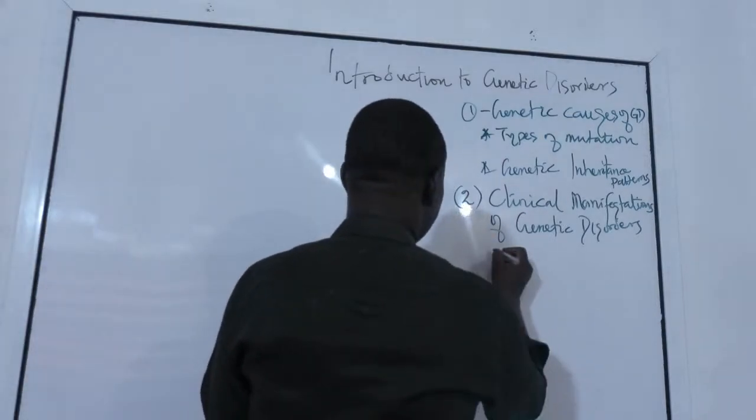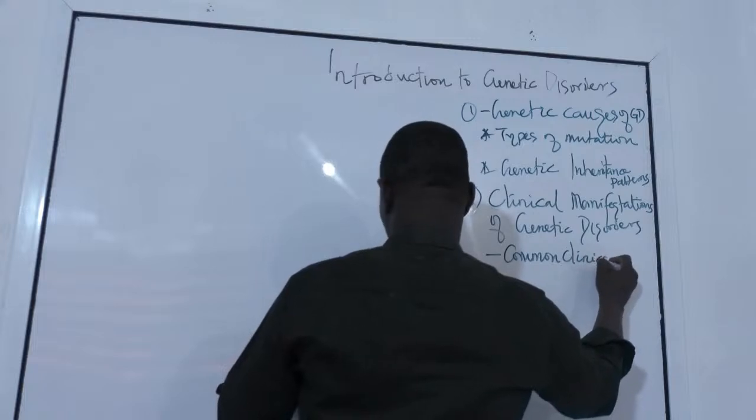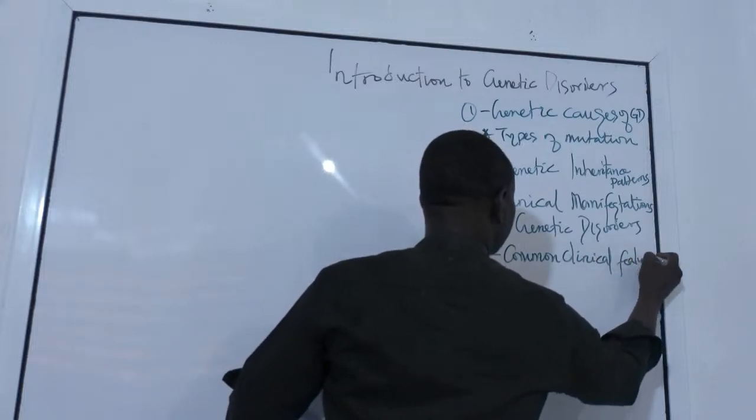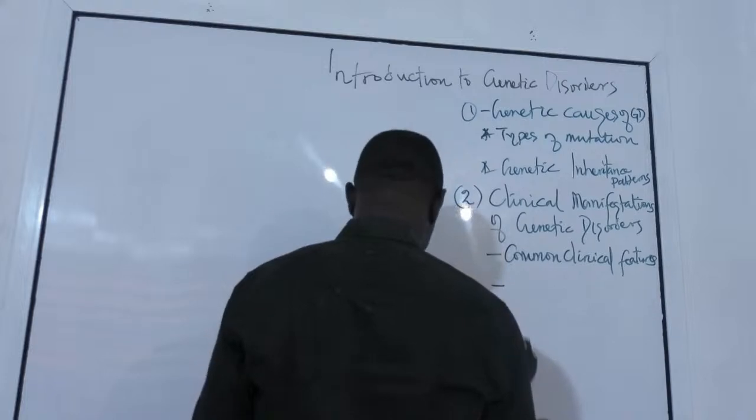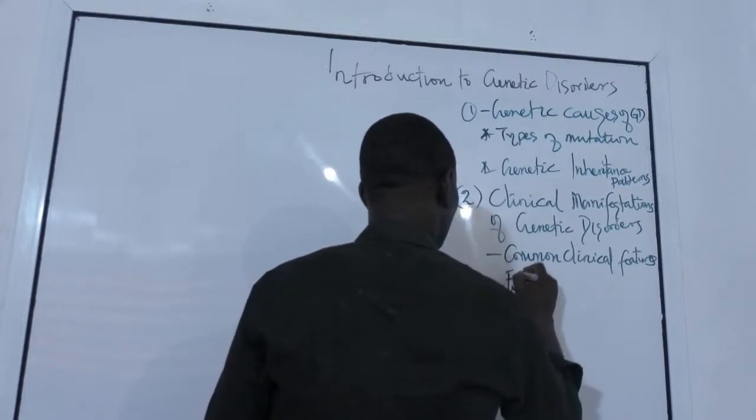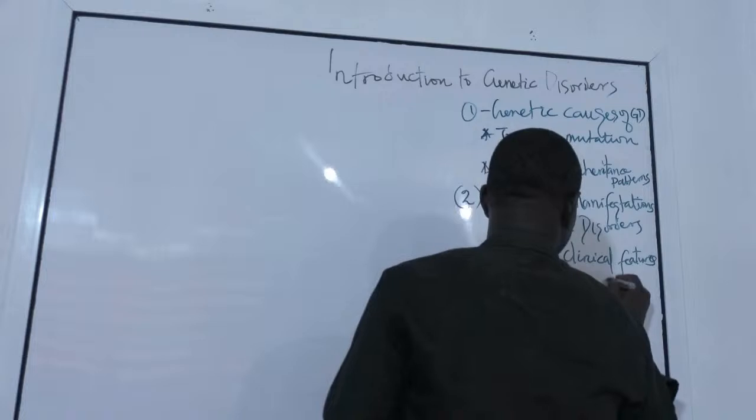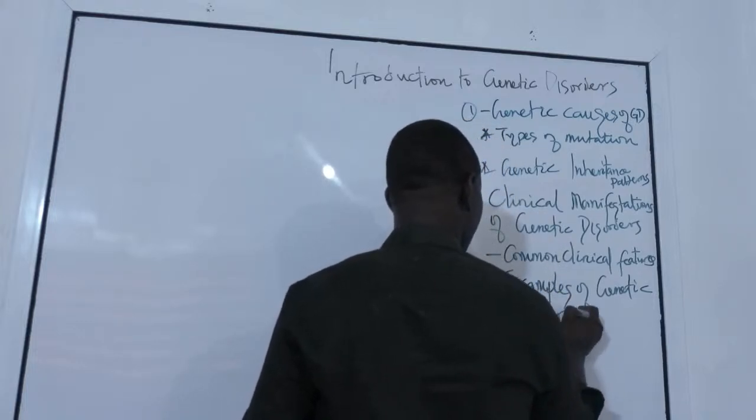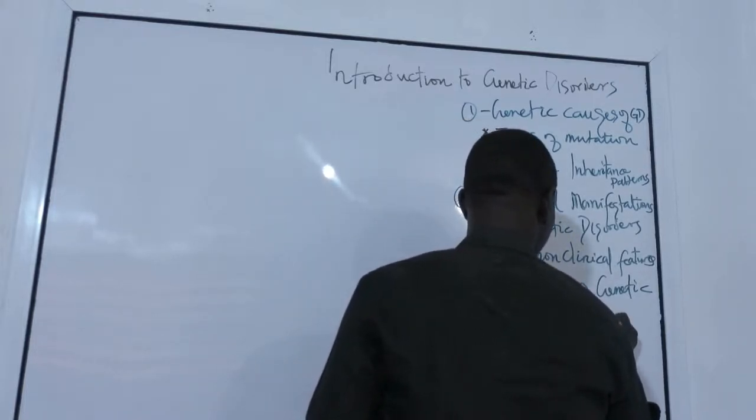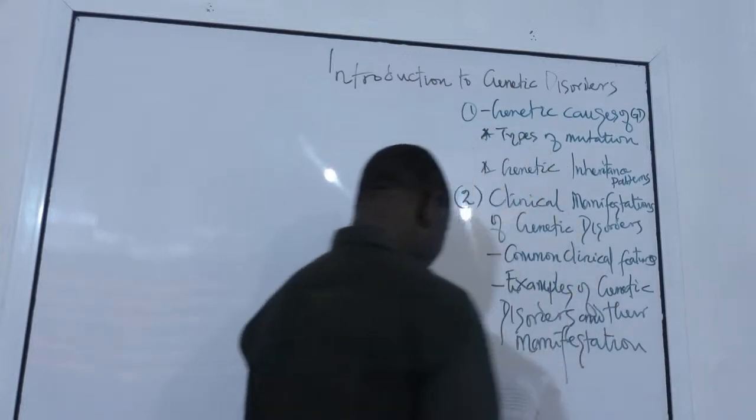Okay, so under that, we will look at common clinical features that you can see, which is general. Then under that, we'll consider examples. We'll look at case studies, examples of genetic disorders and their manifestation. We'll pick them one after the other. Okay, this is very very important.